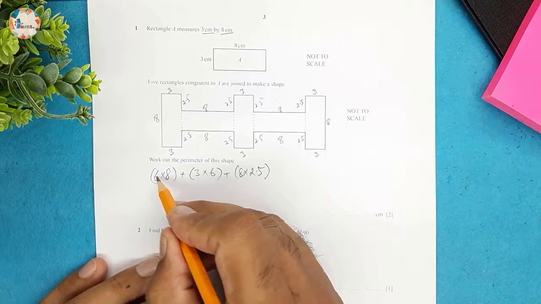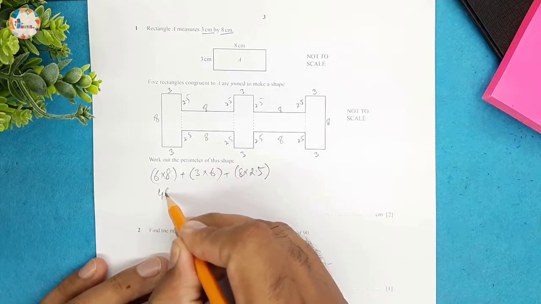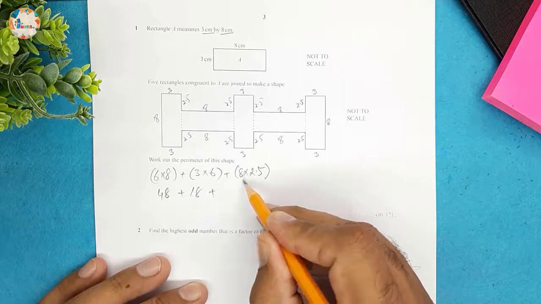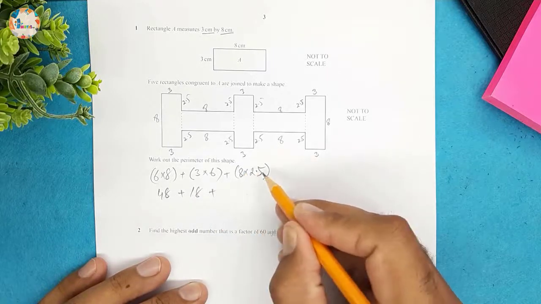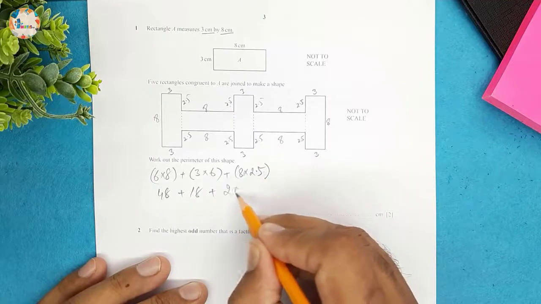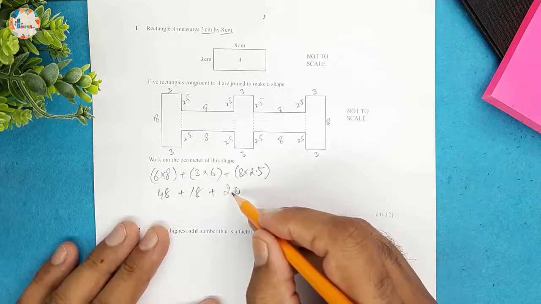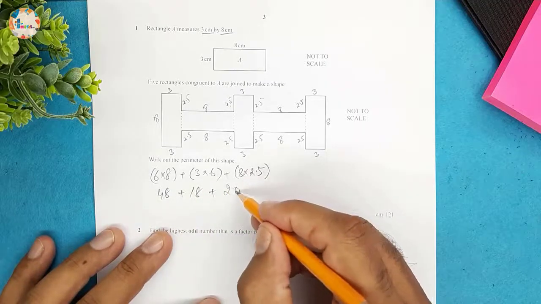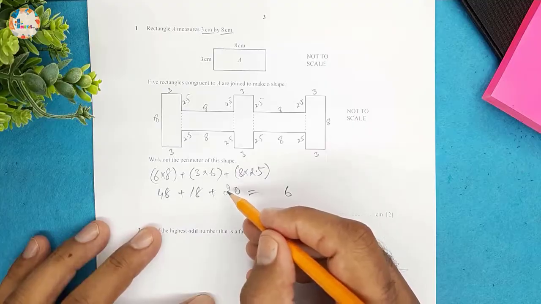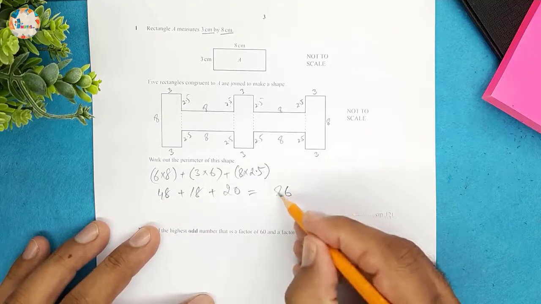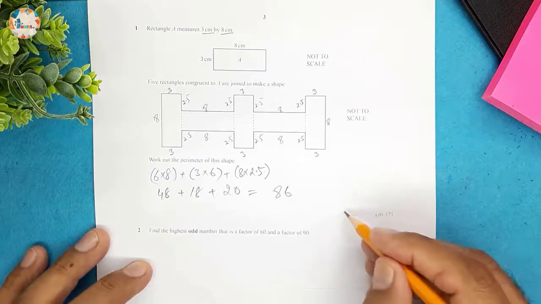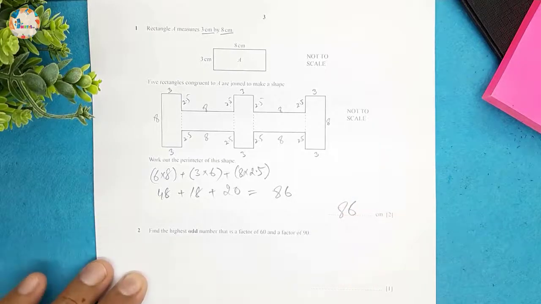So 8 times 6 will be 48, and this will be 18, plus 8 times 2.5 will be 20. Adding these, 48 plus 18 plus 20 gives 86 as the total measurement. So 86 centimeters will be our answer.